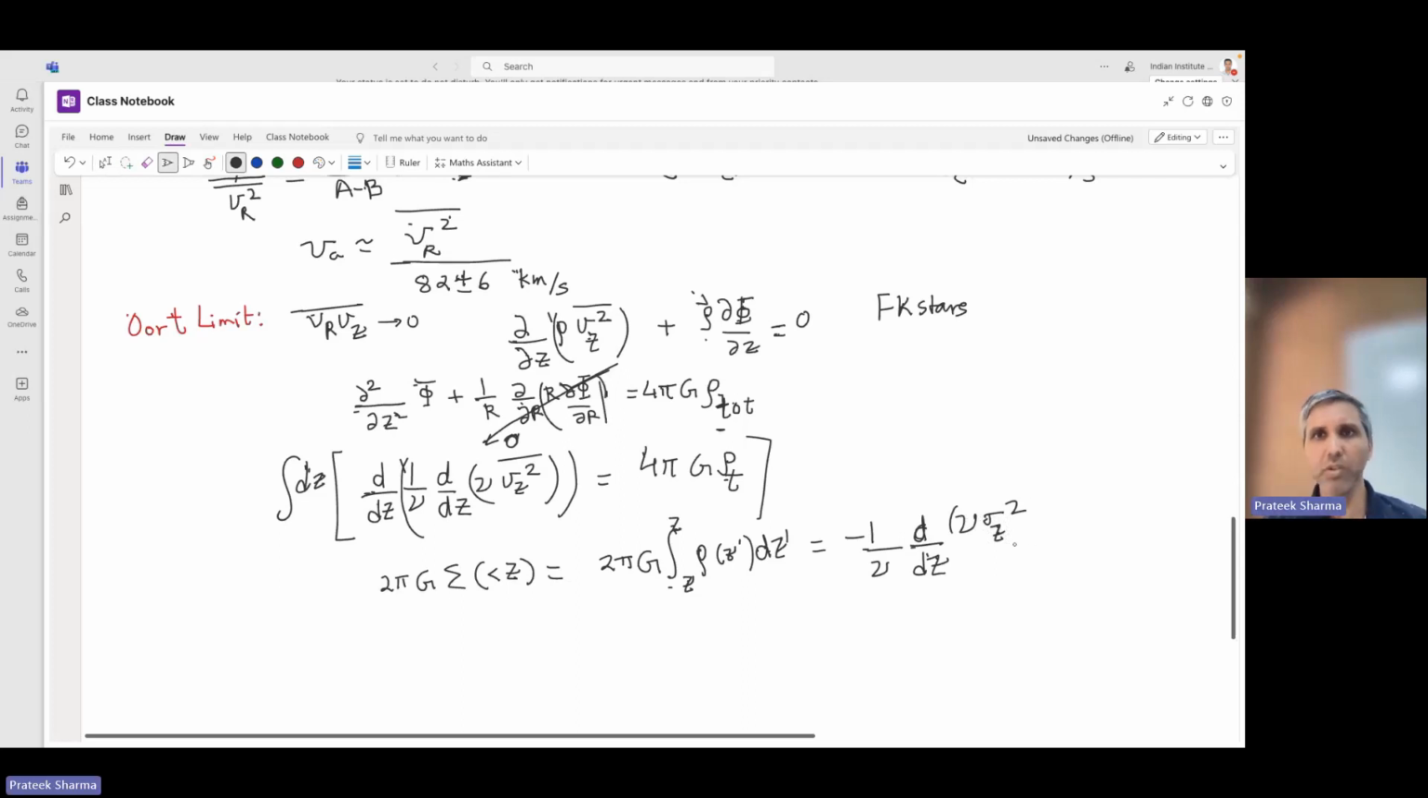Okay, so what did Oort do? What Oort did was to measure this right hand side using tracers, like the stars which are numerous and easy to measure, F and K giants actually. And giants you can actually see much farther. And what he did was he actually estimated sigma in stars and gas, which is about 40 solar mass per parsec square.